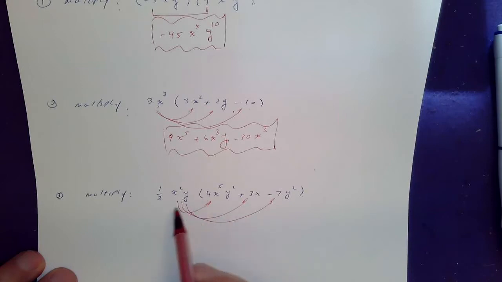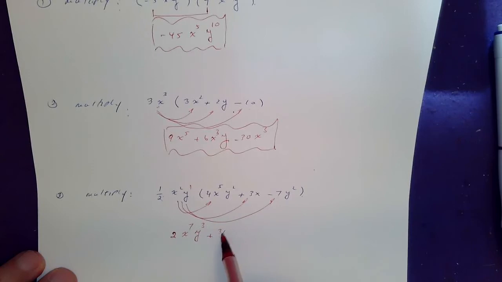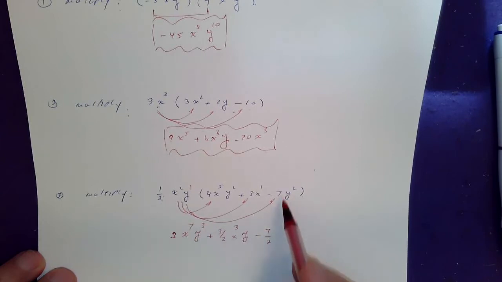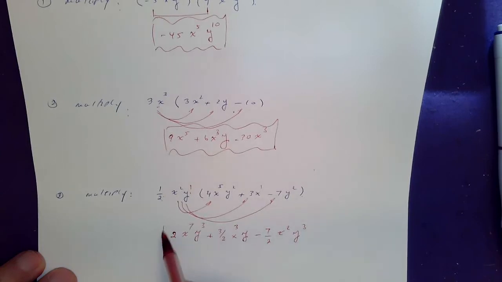So what is this? This is half of 4, which is 2. X squared times x to the 5th is x to the 7. Y to the 1st times y squared is y cubed, plus half of 3 is 3 halves. Then I got to multiply the x's, which is x squared times x is x to the 3rd, and the y goes for the ride. Finally, half of 7, which is 7 over 2. X squared goes for the ride, but y times y squared gives you y cubed. Final answer.